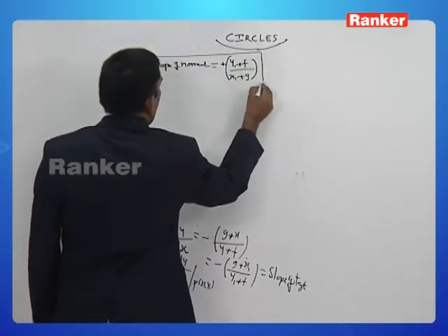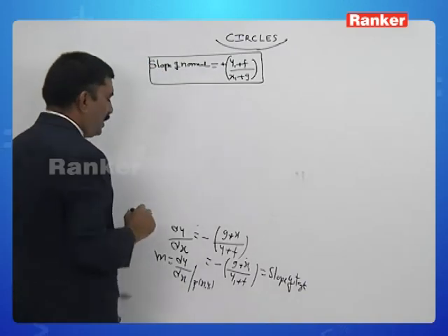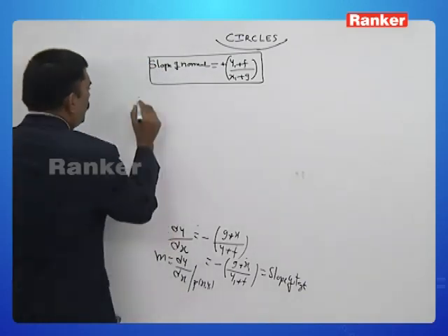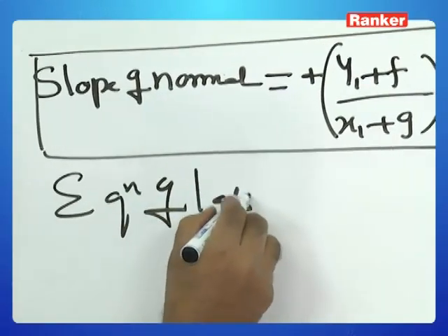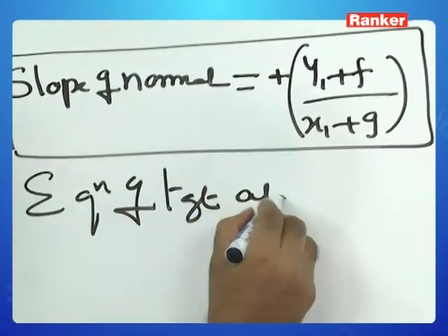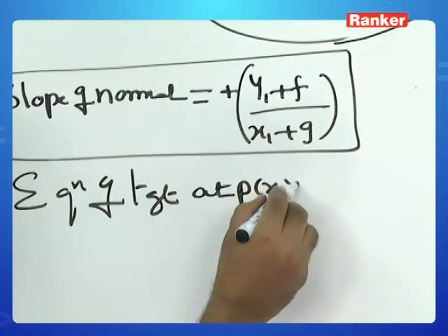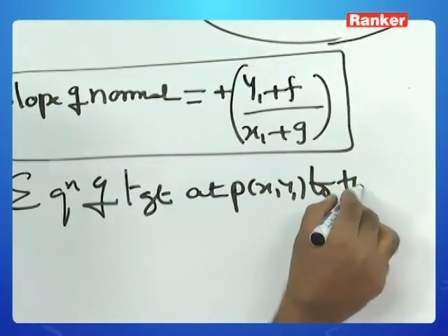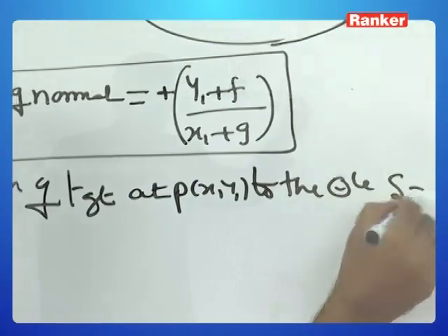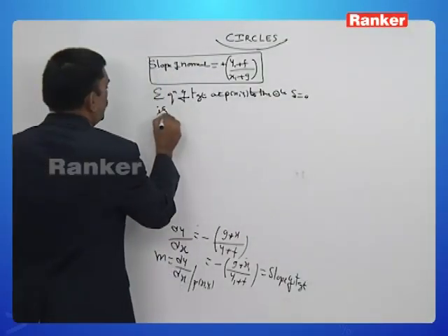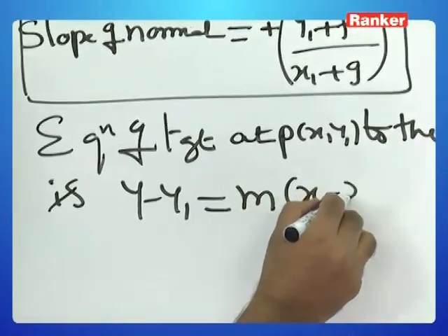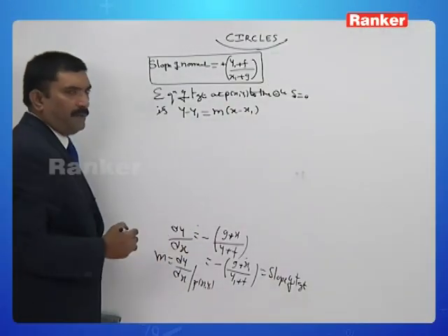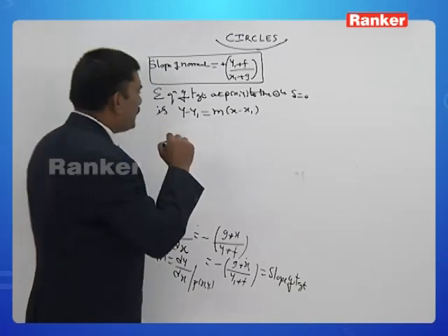At present I do not want this. I want to go for this one. So therefore the equation of tangent at P of x1 comma y1 to the circle S is equal to 0 is y minus y1 is equal to m into x minus x1.